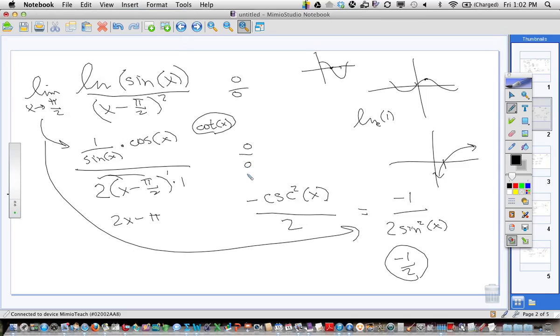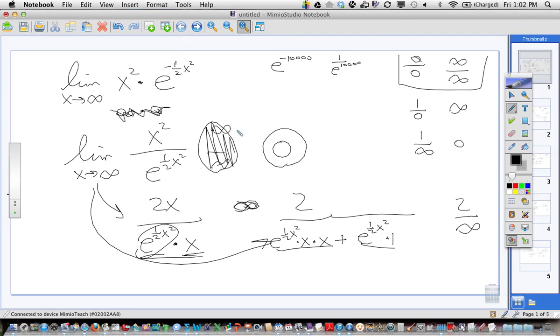Here we had 0 over 0 twice, so we had to do the derivative 2 times before we actually got an answer. Here's one we talked about. We had 0 times infinity, so we had to do a reciprocal thing. We had to flip that one down, so we get that. So you do something like that.